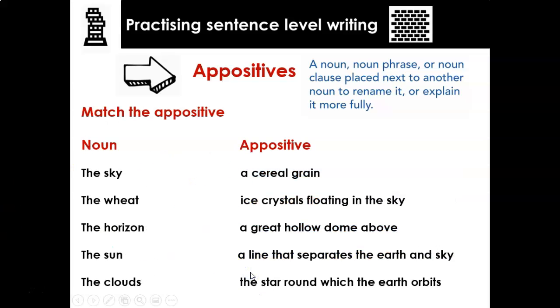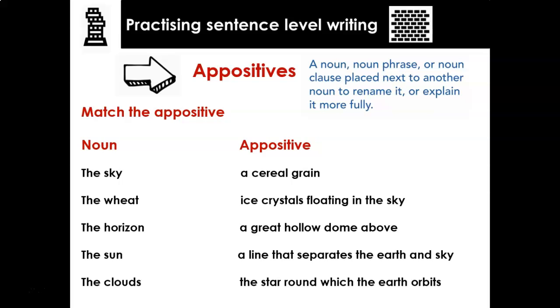Now, to again secure this, we've got a matching activity. So here are some nouns. And I want you to decide which is the best appositive to explain, rename, or extend our noun. So sky, the wheat, the horizon, the sun, the clouds. We've got this lovely list of nouns. All of these were my 5 from my plan. So I'm thinking about my writing plan. I'm using my ideas. Now over here, a cereal grain.